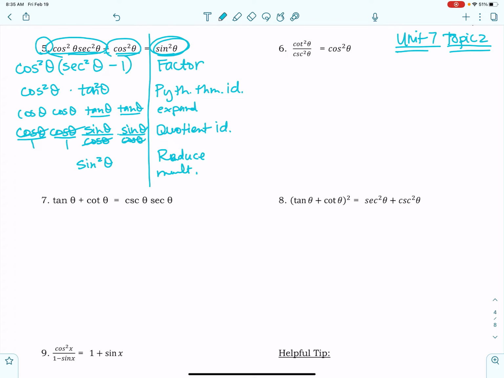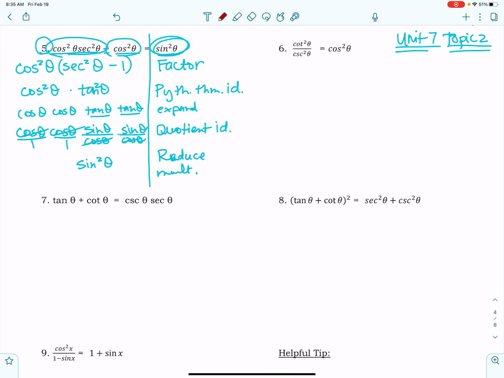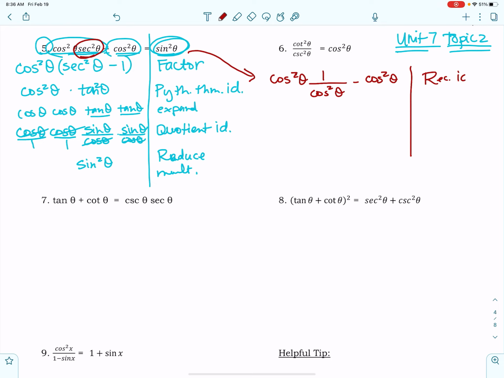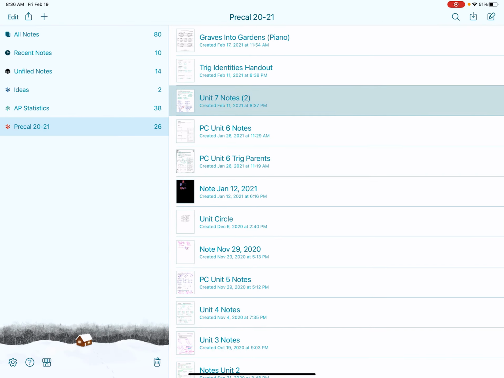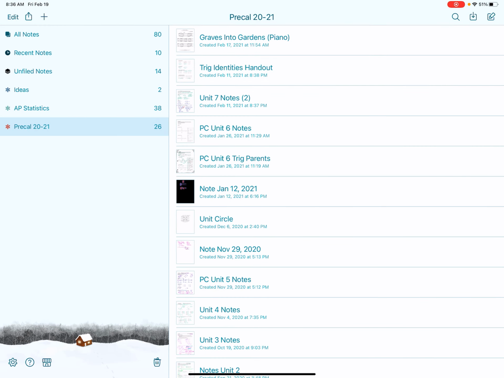Okay, so now I'm going to do it in another way. So let me switch my pen color up here, and I'm just going to write it to the right over here. What I could have done, I could have replaced secant squared theta with 1 over cosine squared theta using my reciprocal identity. So I could have done it that way. Okay, and this of course would have been my reciprocal identity. So, because remember from my identities handout, I know that secant is equal to 1 over cosine, so secant squared would be equal to 1 over cosine squared.